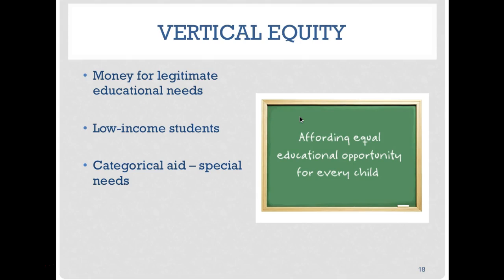Vertical equity means allocating funds according to educational needs. Additional financial support is given to low-income students, English language learners, and special education students. Some states also consider cost of living analysis when analyzing the allocation of funds.